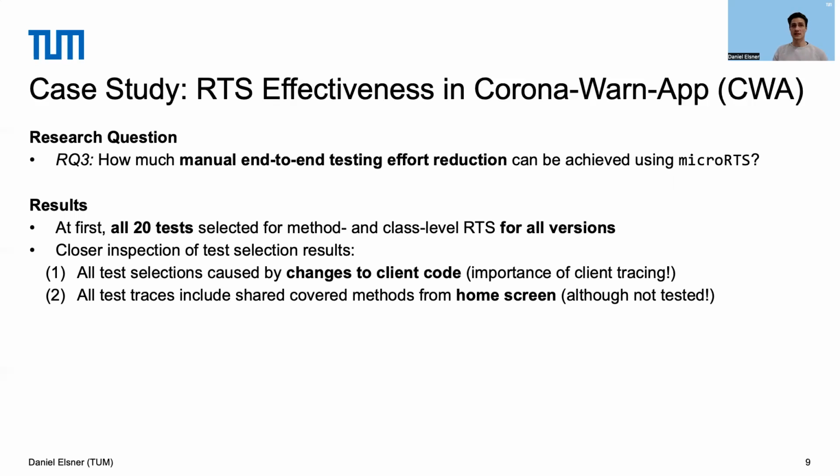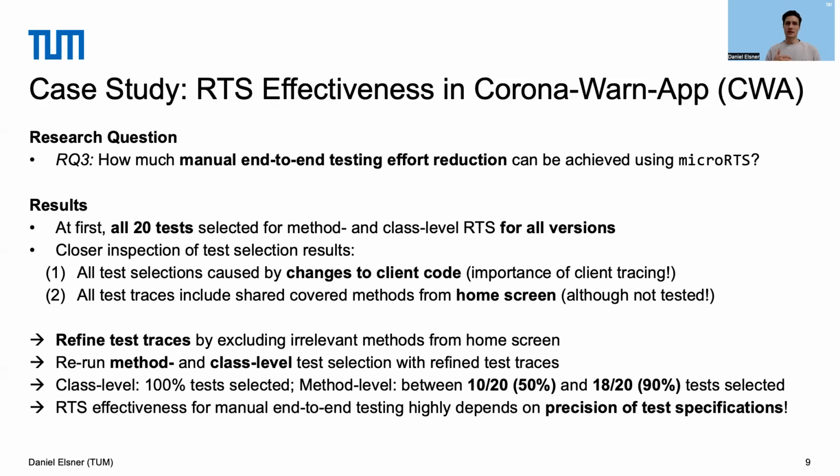Furthermore, all test traces include shared covered methods from the home screen, although not all 20 tests actually test functionality on the home screen. This made us suspicious, and therefore we refined the test traces and excluded the irrelevant methods that are just there because the home screen was covered for those tests that do not check any functionality on the home screen. Then we reran our test selection and saw that for class level, nothing changed. Still, all tests are selected.